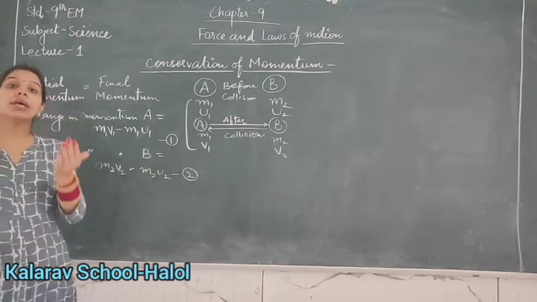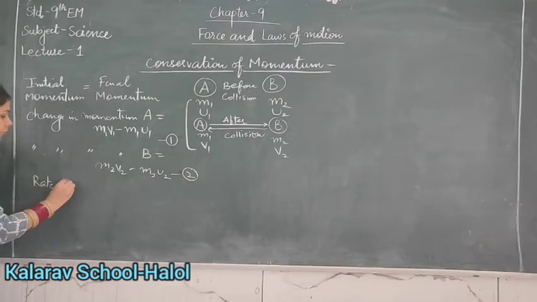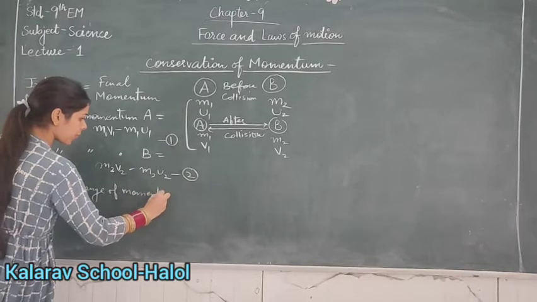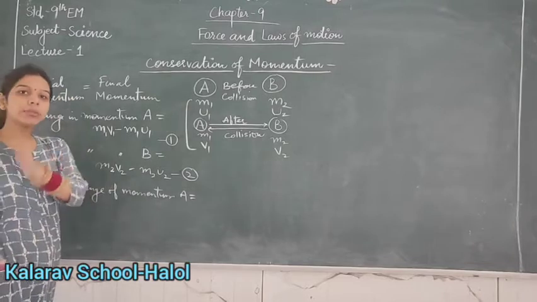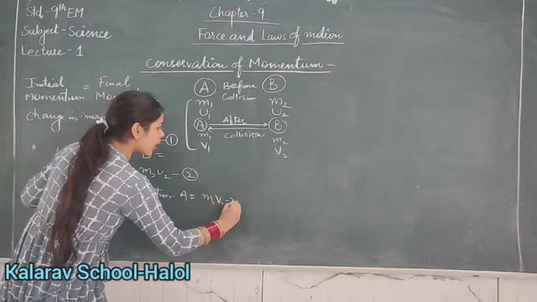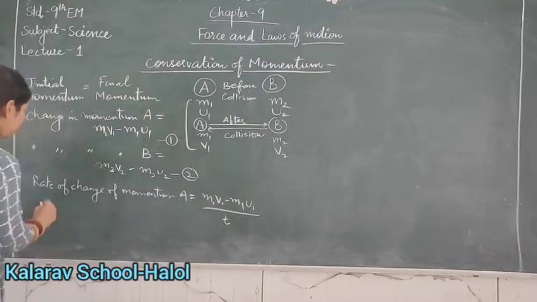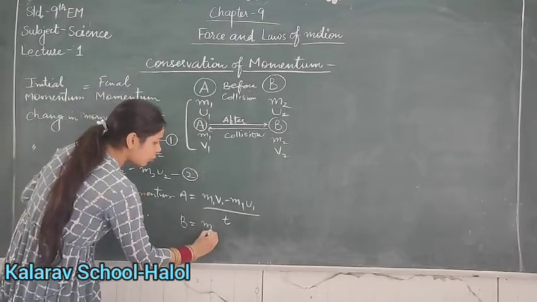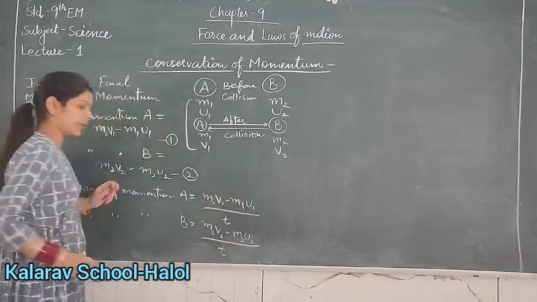But according to Newton's second law of motion, the rate of change of momentum of A, what is that? Rate of change of momentum means change in momentum upon time taken. So what is the change in momentum? m1 v1 minus m1 u1 upon t. The rate of change of momentum of B is m2 v2 minus m2 u2 upon t.